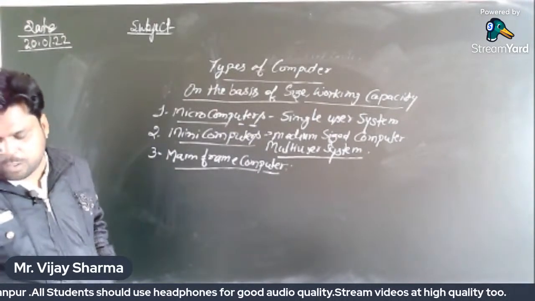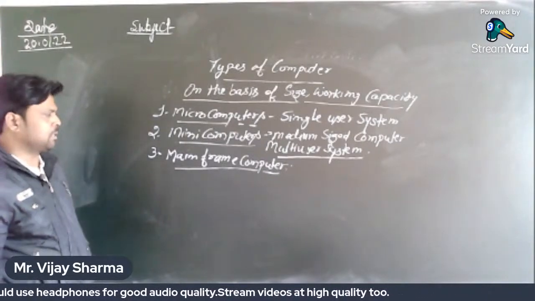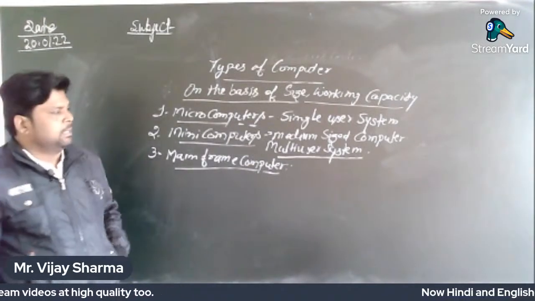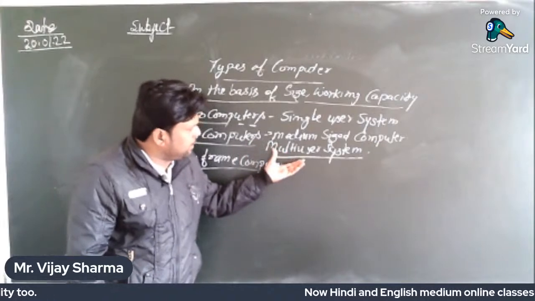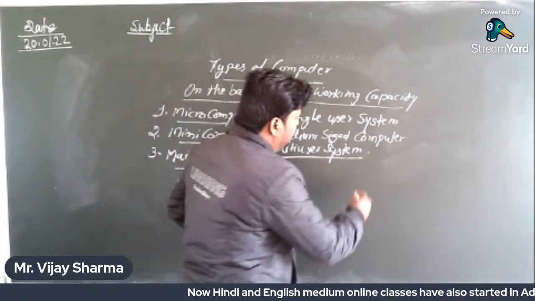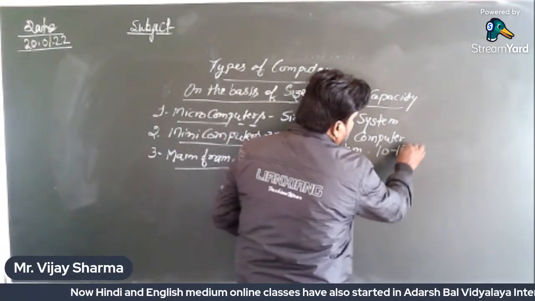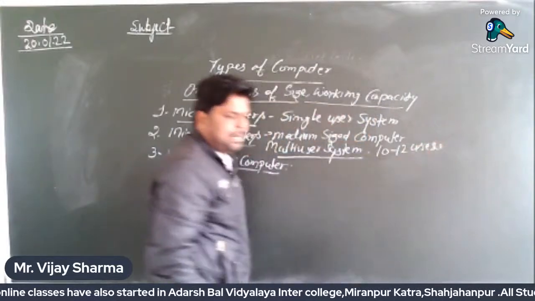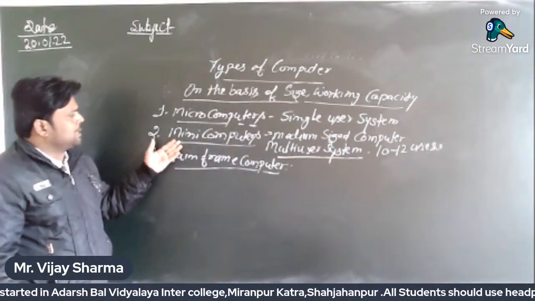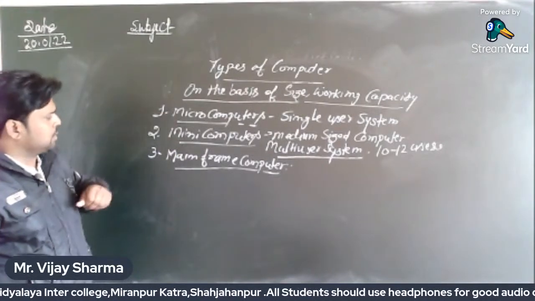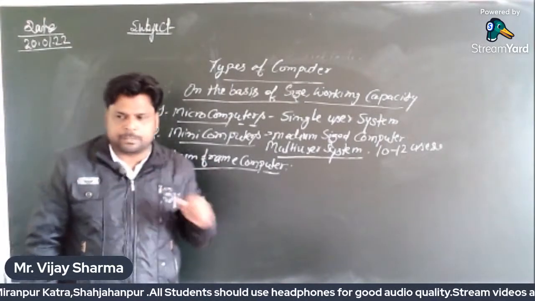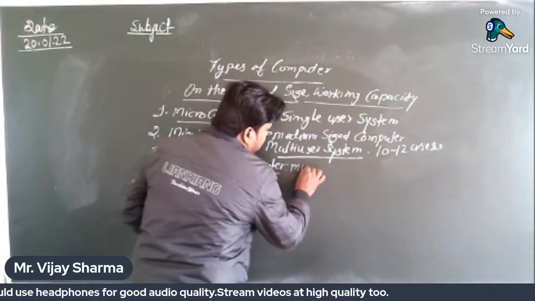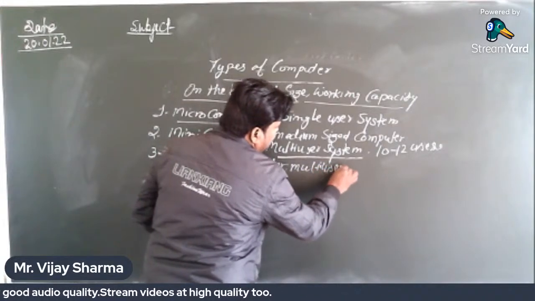It accepts large amounts of data from different terminals and multiple users. This is also a multi-user system, and its size is big in comparison with microcomputers. The other name is mainframe computers. It is also a multi-user system.